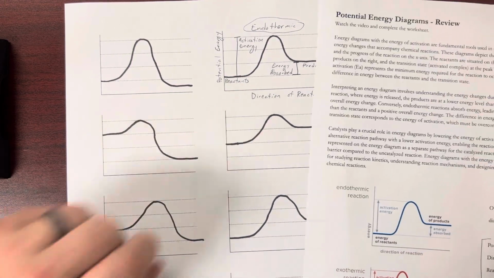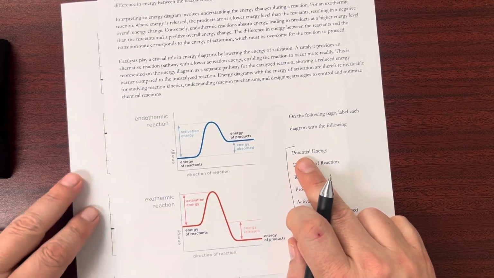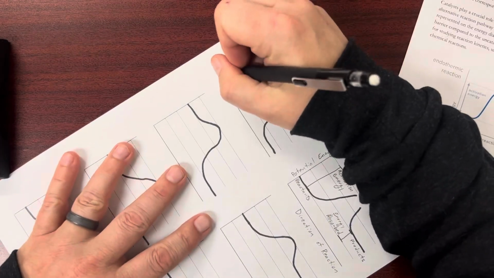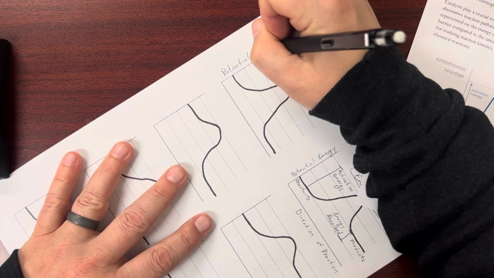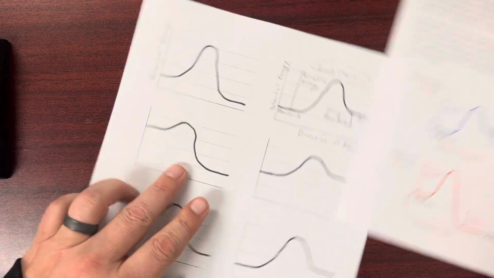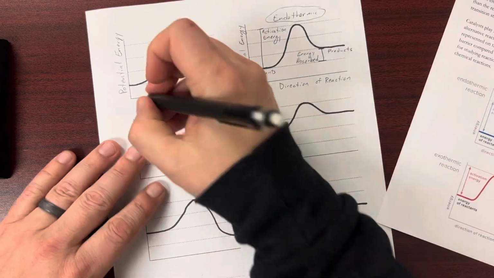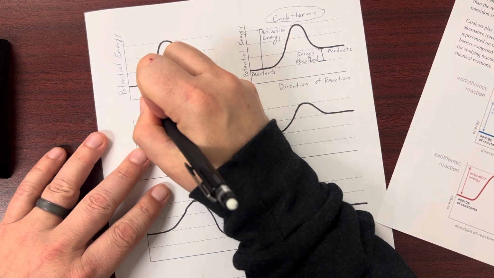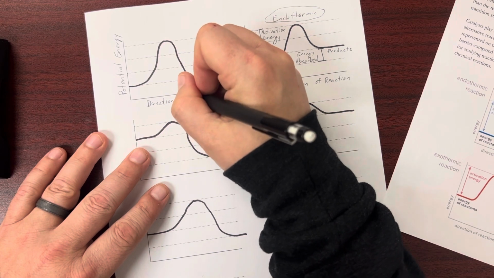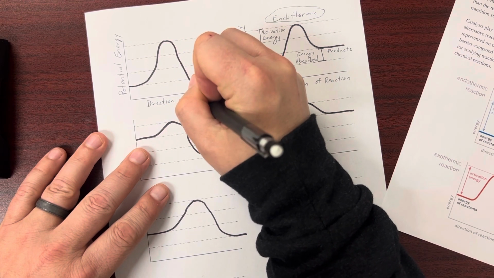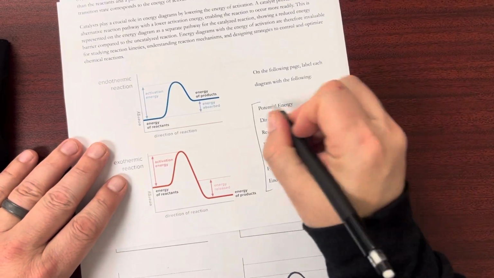That's already done here. All right, so the first thing, I want my potential energy. So that's the y-axis. So I'm going to write out potential energy. Next, direction of reaction, which is my x-axis. So my direction of reaction. So that's these two I've done.